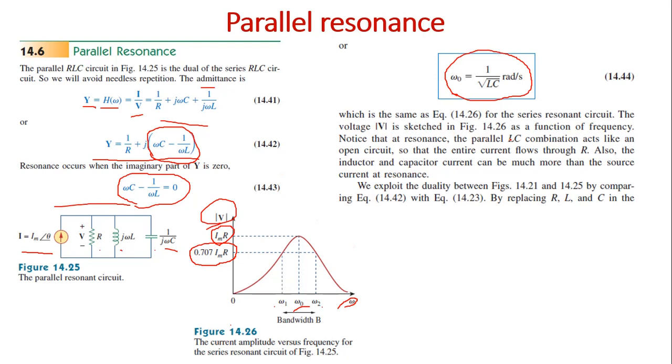So here we can notice that again it is a function of frequency. Note that at resonance the parallel LC combination acts like an open circuit, because L and C act as an open circuit, so the whole current flows inside R, giving the maximum voltage across the resistance.